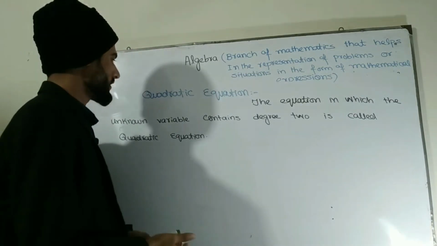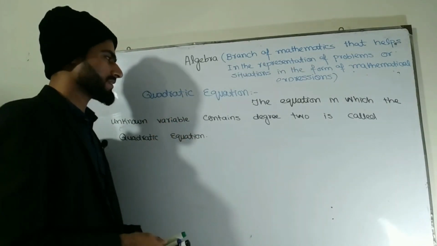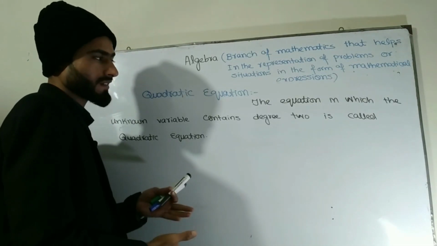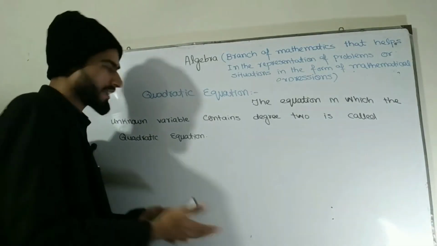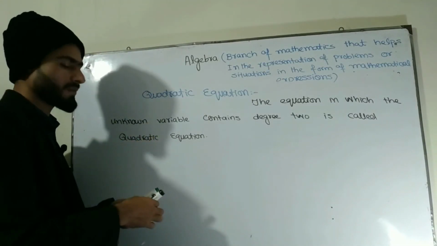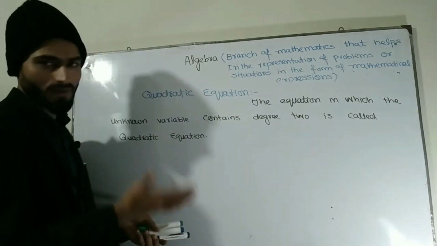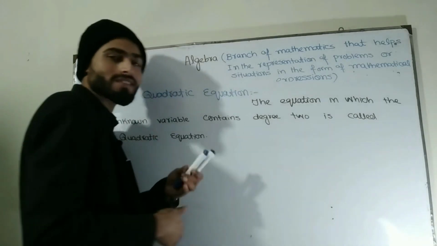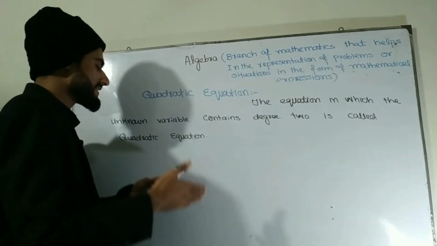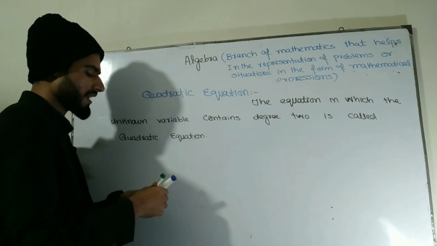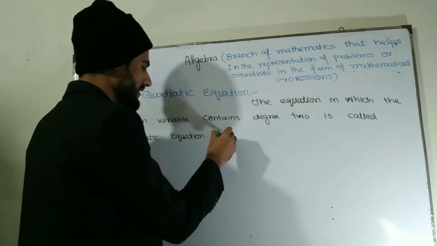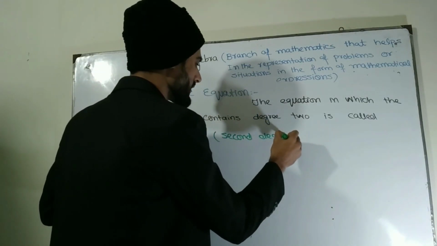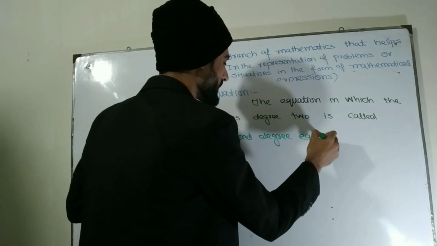So proceeding further, the second type of equation is the quadratic equation. First we want to define this equation: the equation in which the unknown variable, it can be x, y, or z, contains a degree 2. Degree means maximum power. Degree 2 is called a quadratic equation. It is also called a second degree equation.